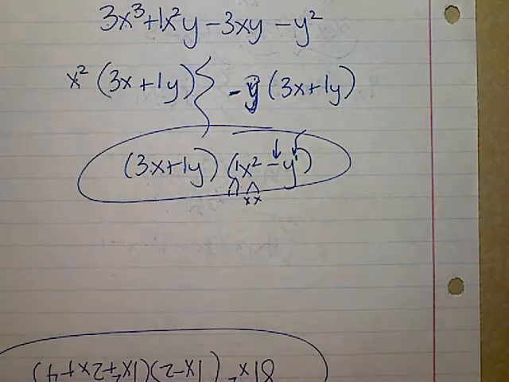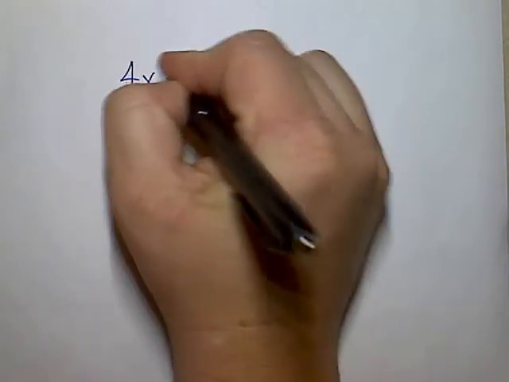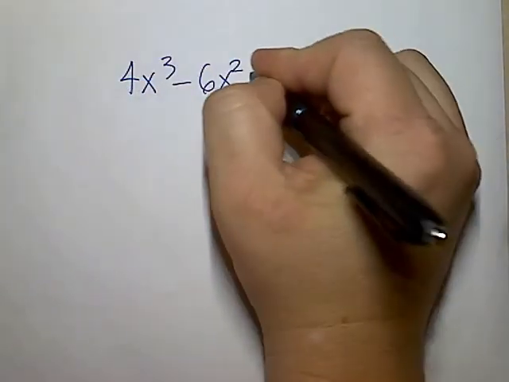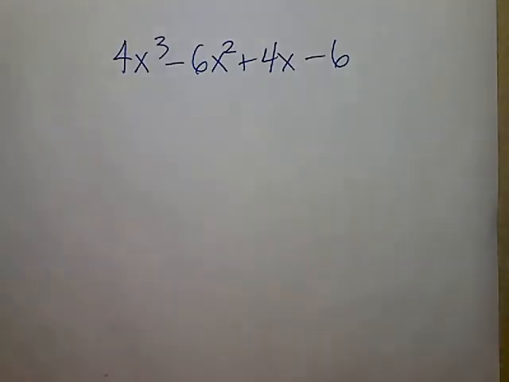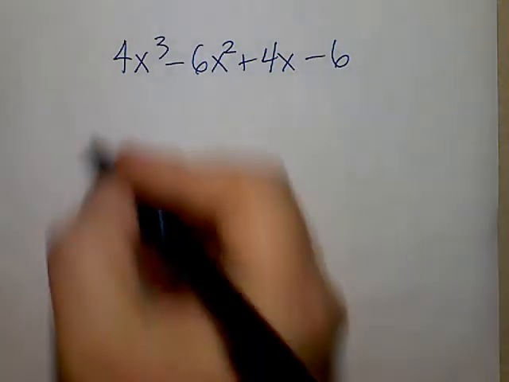And here's the last problem I'd like you to write down. 4x cubed minus 6x squared plus 4x minus 6. Just a different variation of what we're going over. A slightly different look. Now, what's different about this? When you look at all those numbers, they're all what type of numbers? Even. So what can you always divide out of even?